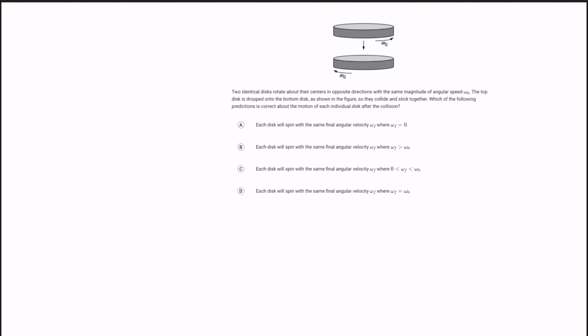Well, if I know about their momentum, this is going to be almost like a conservation of momentum problem. If they're identical disks and angular momentum is defined as L equals I omega, and these two numbers are the same for both of them, when they collide and stick together, their momentums are going to literally cancel each other out, so that both of their velocities should go to zero. So let's see what the answer choices say.